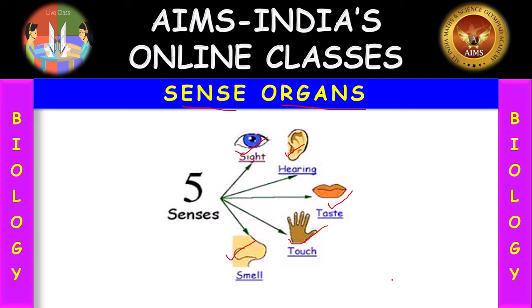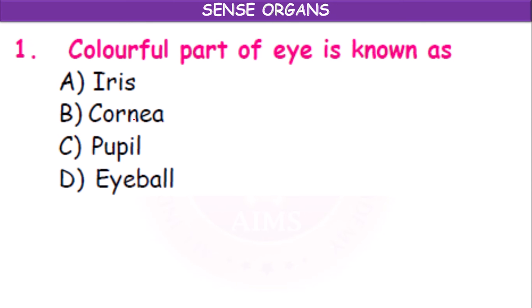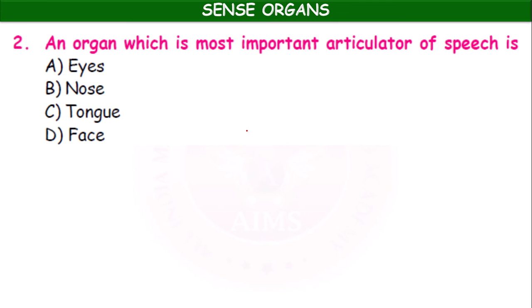Okay. This is the brief review. So, are you ready, children? Let us proceed to solve the questions which appeared in previous Olympiads and competitive exams. The first question: the colorful part of the eye is known as iris, cornea, pupil, eyeball. Which part imparts the color to the eye? Iris.